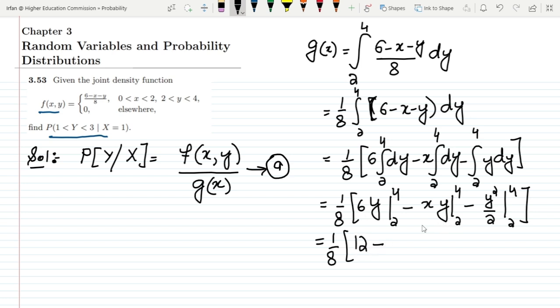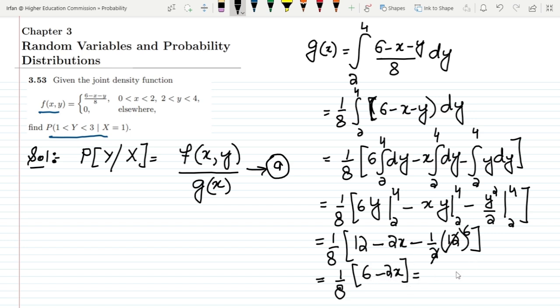Okay, here again 4 minus 2, so I will get here 2x. Okay, here what will I get? It will be the 1 by 2 constant. Okay, and 4 squared is 16, 16 minus 4 is 12. Okay, so it will be what? It will be 6 here. Okay, so 12 minus 6 would be what? This will be 1 by 8, and here 12 minus 6 is 6, 6 minus 2x.